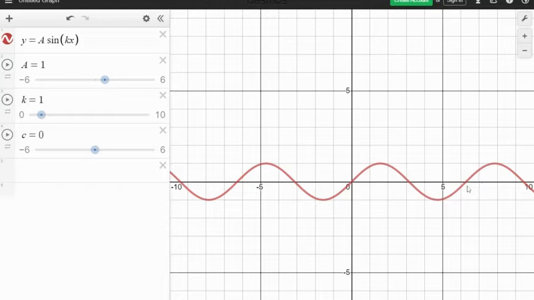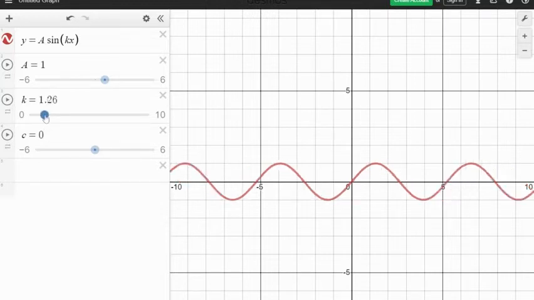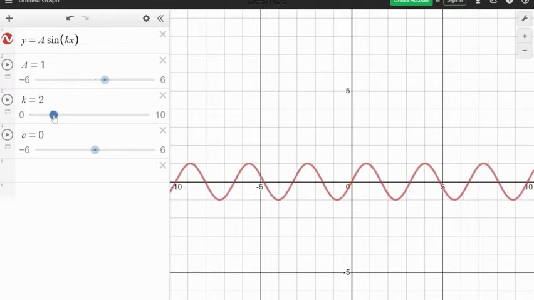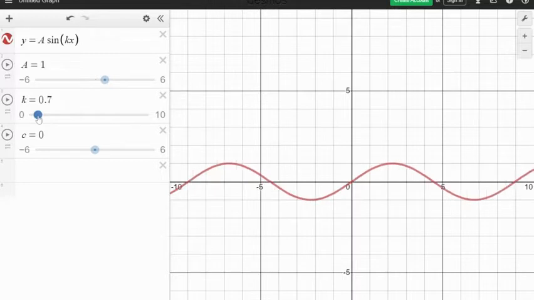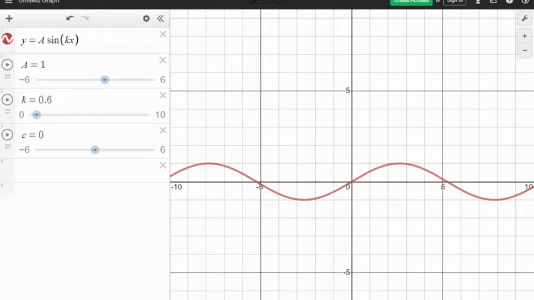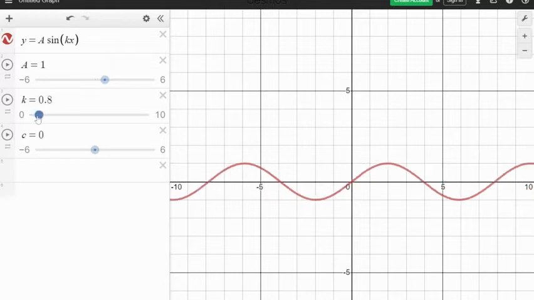But we can see that 6.28, 2 pi, is about right there. That's what the period is right now. And if I make that number larger, if I make that number 2, now the period is pi. If I make that number smaller than 1, now the period is, well, whatever 2 pi divided by 0.6 is. And it makes it bigger.